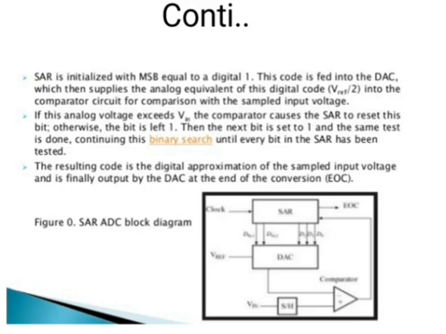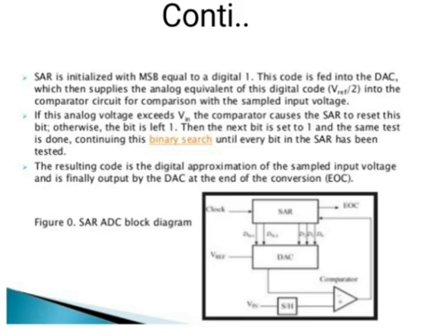left 1. Then the next bit is set to 1 and the same test is done, continuing this binary search until every bit in the SAR has been tested. The resulting code is the digital approximation of the sampled input voltage and is finally output by the SAR at the end of conversion.